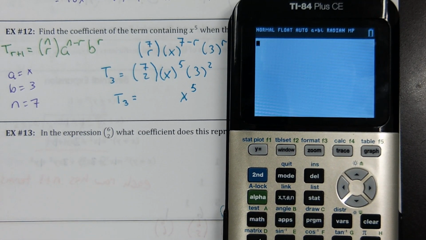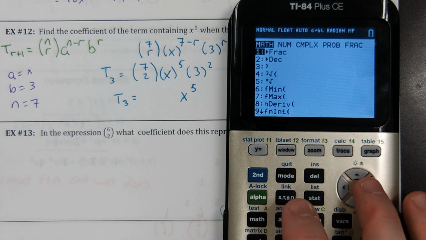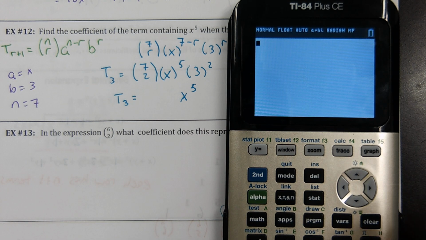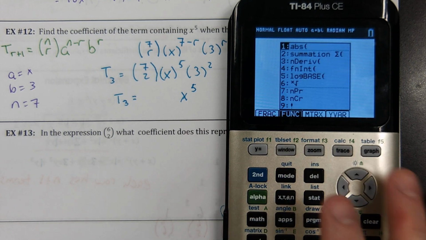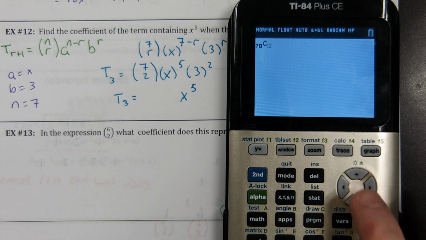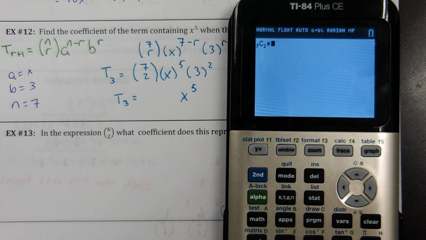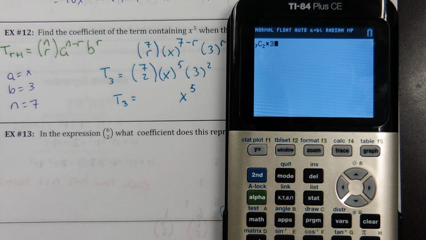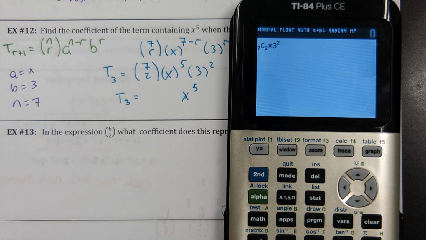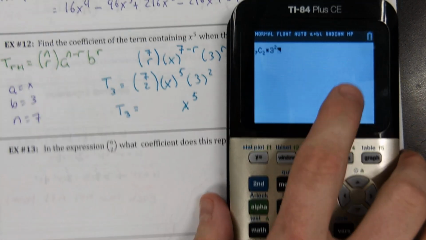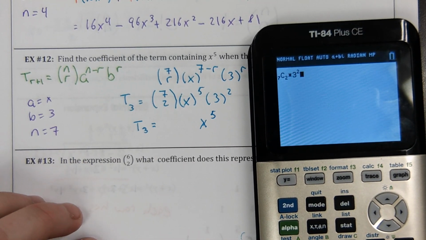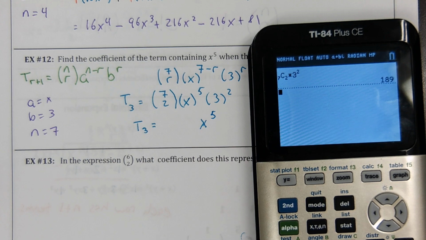So we do it like this. You can either press math and scroll over to probability, and you see it's number 3. Or you could press alpha, window, 8. It doesn't matter. 7 choose 2 times 3 squared. I just asked the calculator to multiply all those numbers for me, which, London, kind of answers your question. Why was I even doing this? I was showing you how to do it by hand. Because you always could have just done this. And then hit equals, and you get the number 189.